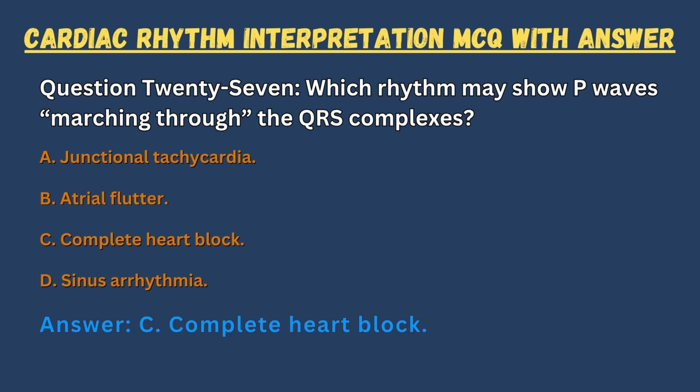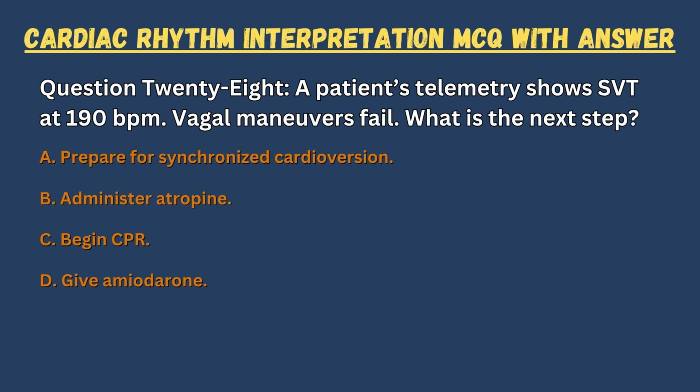Answer: C. Complete heart block. Question 28. A patient's telemetry shows SVT at 190 BPM. Vagal maneuvers fail. What is the next step? A. Prepare for synchronized cardioversion. B. Administer atropine. C. Begin CPR. D. Give amiodarone.